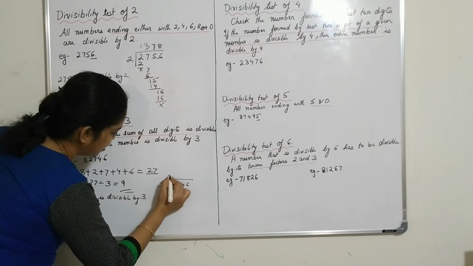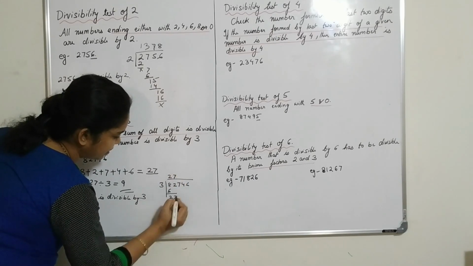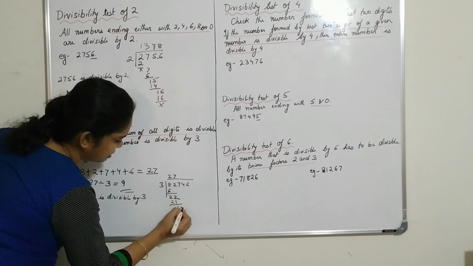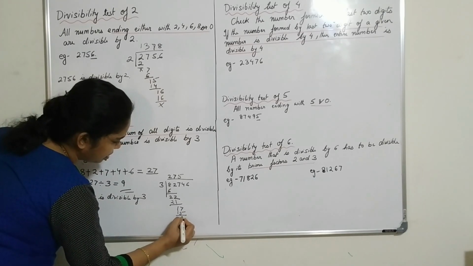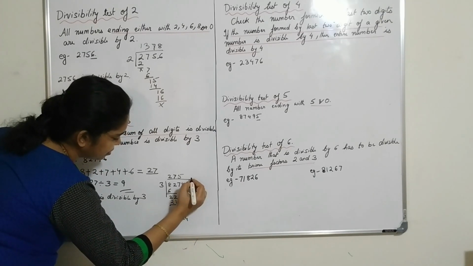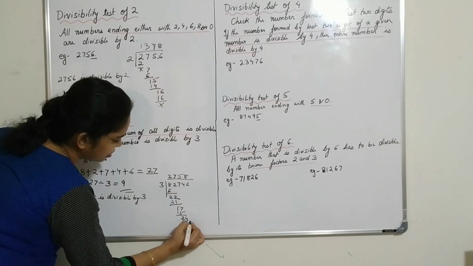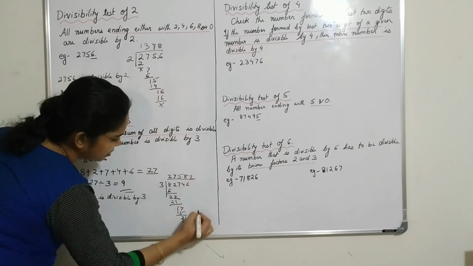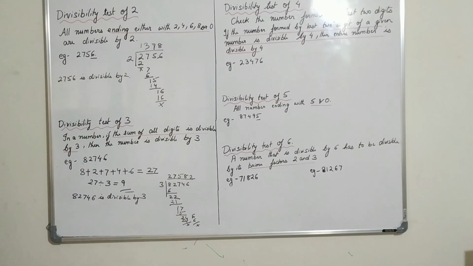We can also find out by dividing 82746 by 3. 3 twos are 6, 3 sevens are 21, 3 fives are 15, 3 eights are 24, and 3 twos are 6. So it is completely divided by 3, there is no remainder, and the divisibility test of 3 is done. The number is divisible by 3.